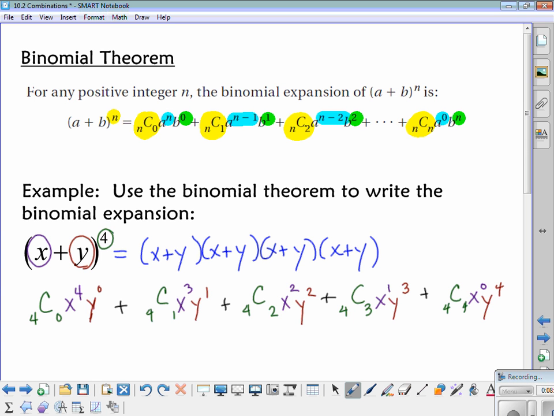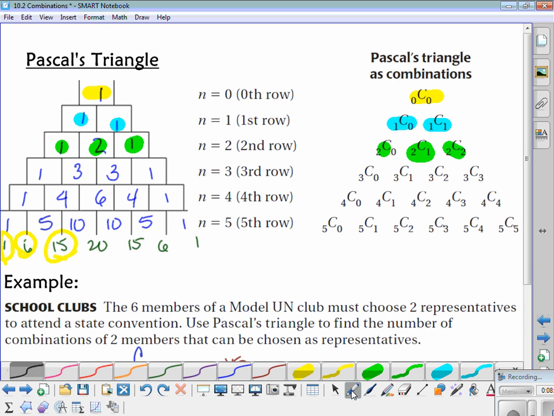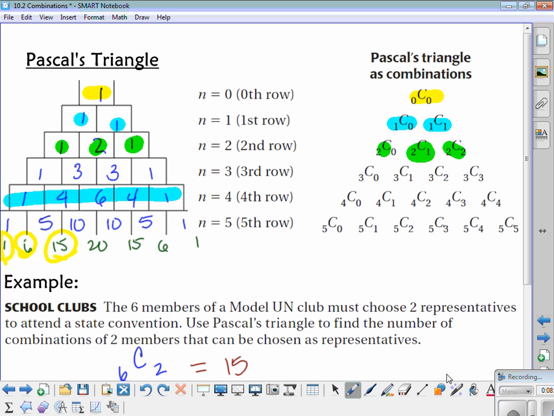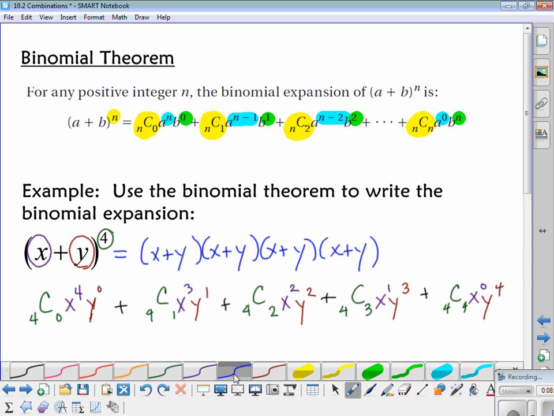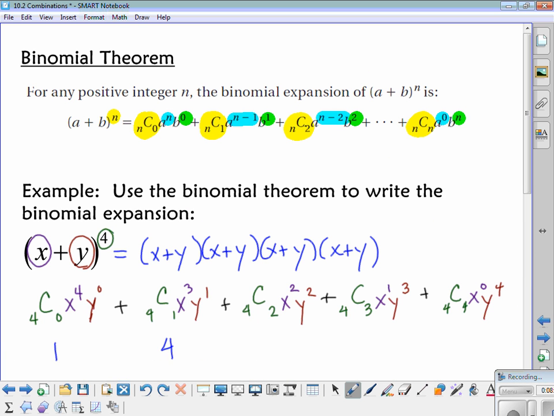So let's take a look back at Pascal's triangle. Look at the row with the 4s in it. We're using this row right here, right? 1, 4, 6, 4, 1. Right? And that's 4 choose 0, 4 choose 1, etc. Okay, so I'm going to just take those numbers. 1, 4, 6, 4, 1. I've already figured out my combinations, and then I'm going to simplify it.